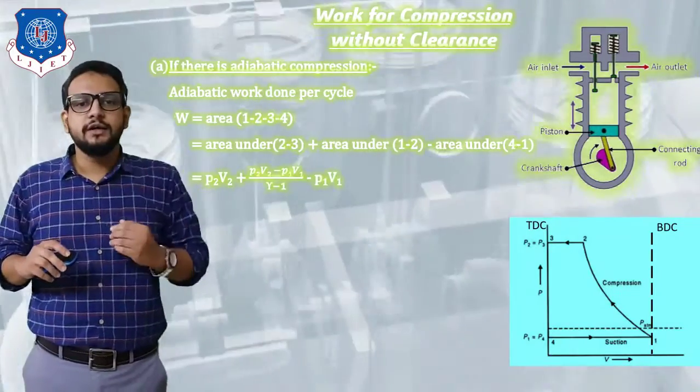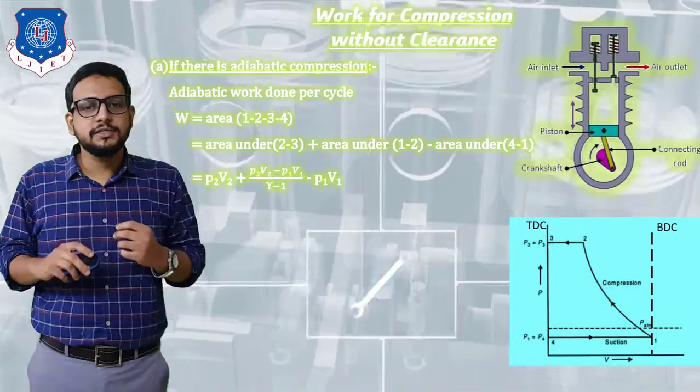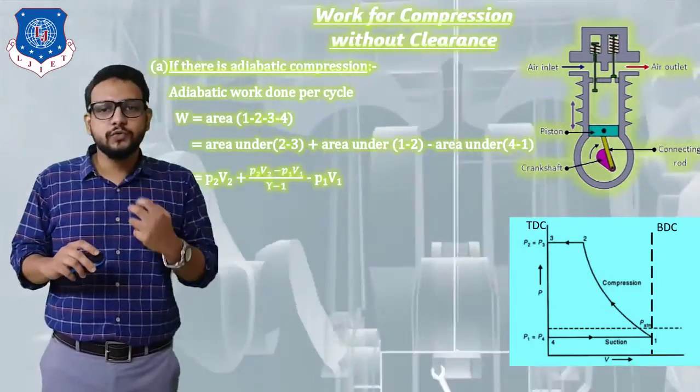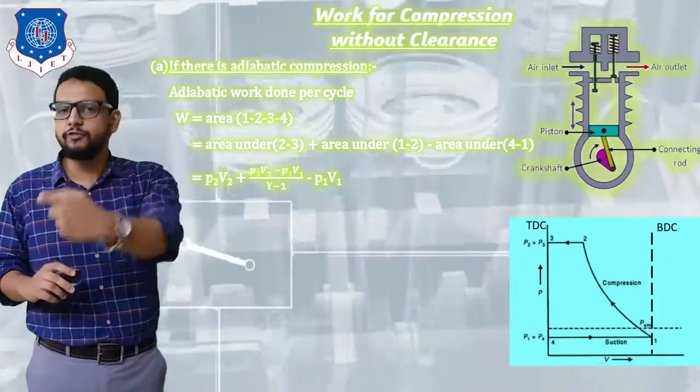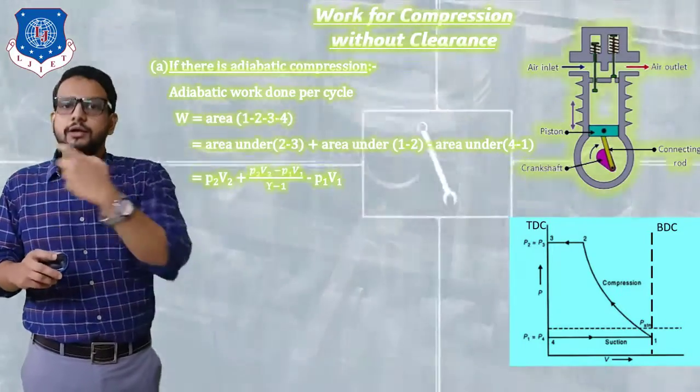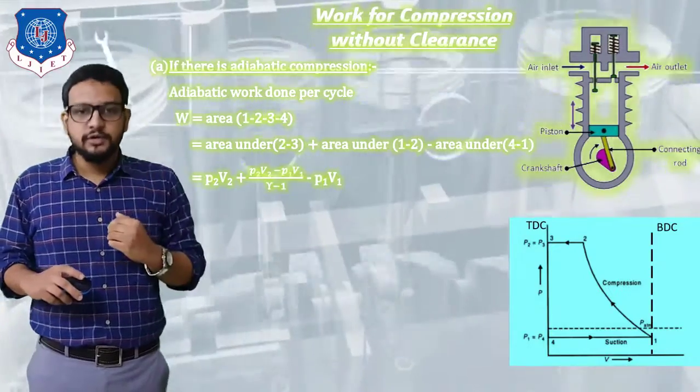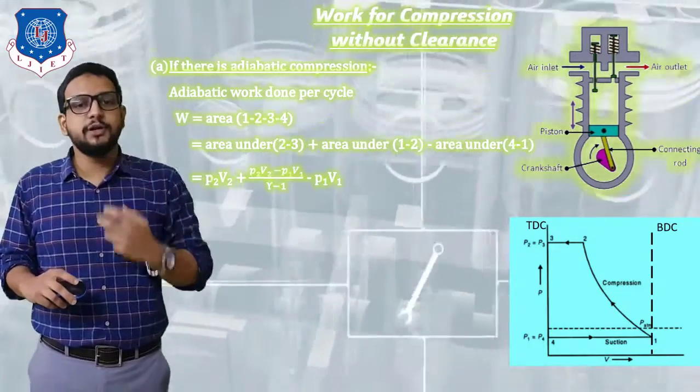So let's see further. You can see I have written P2 V2 plus P1 V1 minus P2 V2 upon gamma minus 1, minus subtracting the area under 4 to 1, that is P1 V1. Now you can clearly see we can arrange these terms in the form of P1 V1 minus P2 V2, right?